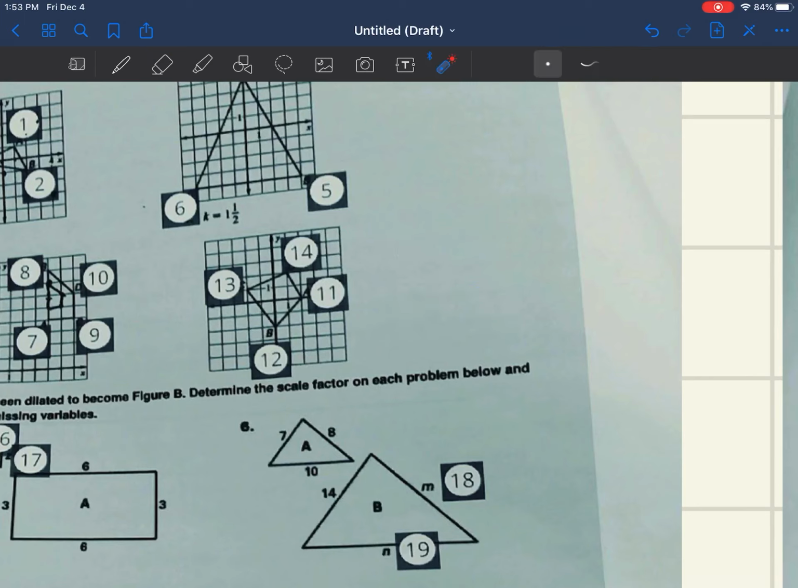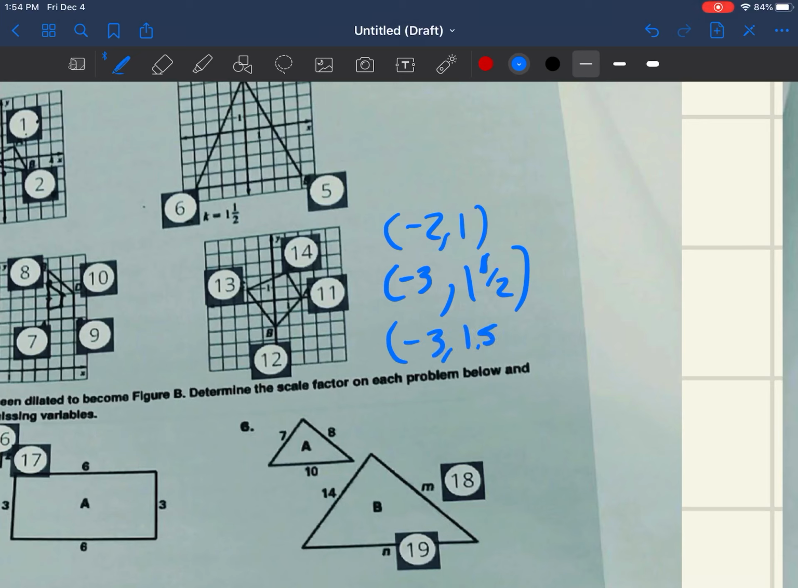Move over to number 13. 13, we're right here. Coordinates of that point are over 2, so that's negative 2. Up 1, negative 2, 1. And we're going to multiply each of those numbers by 1.5. Negative 2 times 1.5 is going to be negative 3. And 1 times 1.5, that's just going to be 1.5. Okay. You can also write that as negative 3, 1.5. And that's the answer to 13. Negative 3, 1.5.